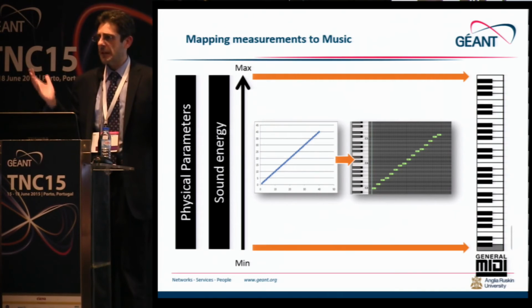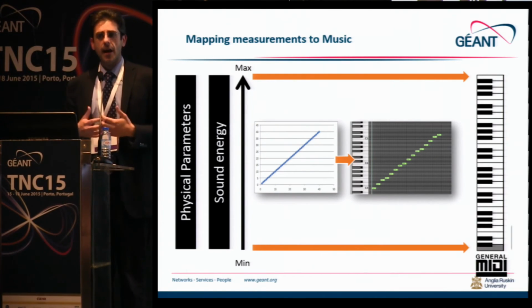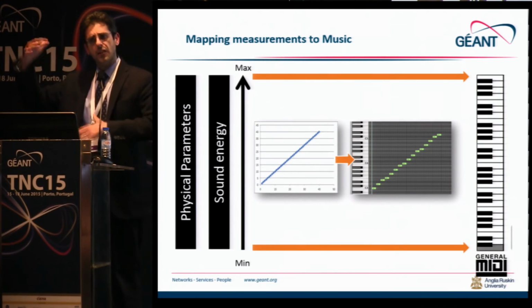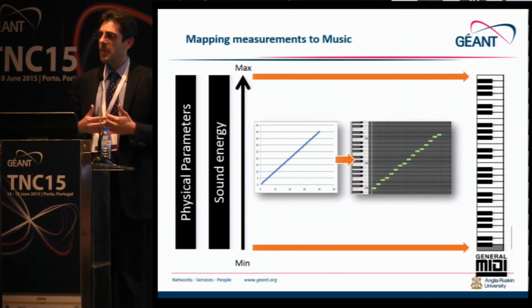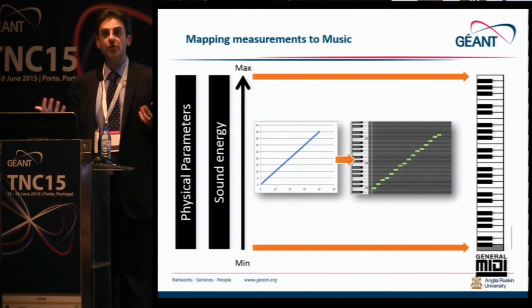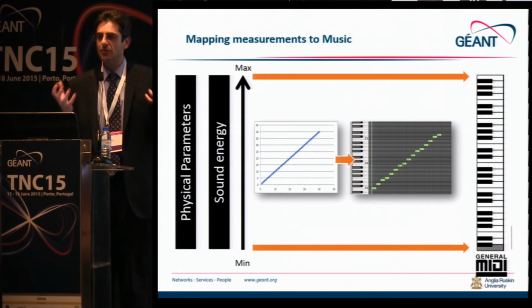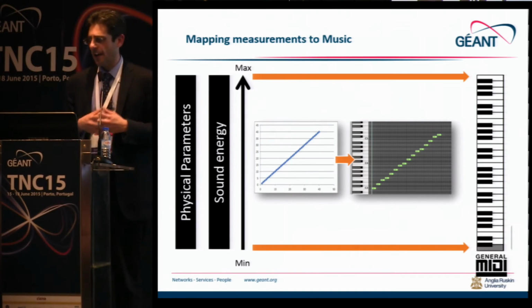This is completely arbitrary, so I can actually choose whatever I prefer. I can have an exponential mapping to highlight differences. I can use a mapping to different music scales. I can use pentatonic scales. I can use blues scales. It depends on what I really would like to hear, or what I want to highlight.